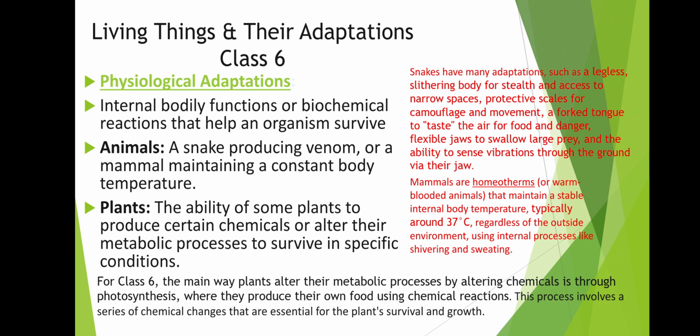For class 6, the main way plants alter their metabolic processes by altering chemicals is through photosynthesis, where they produce their own food using chemical reactions. This process involves a series of chemical changes that are essential for the plant's survival and growth.